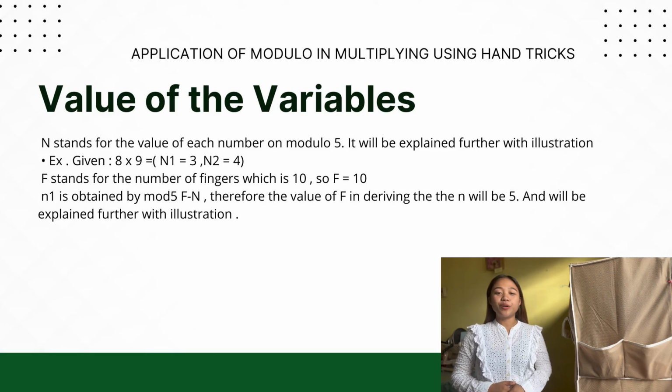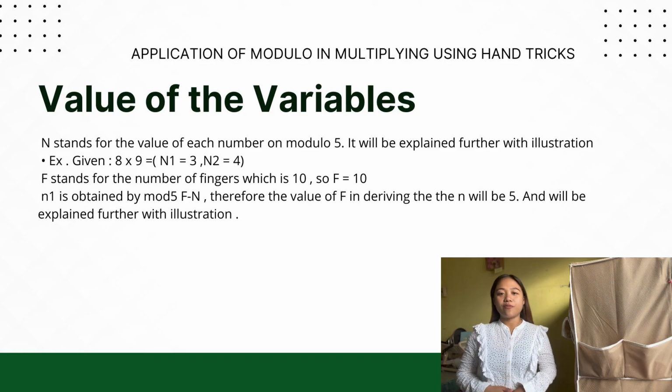Now, let's move on to the value of each variable. The first one is capital N. N stands for the value of each number in mod 5. For example, we have 8 times 9. Therefore, our n sub 1 is equal to 8 and n sub 2 is equal to 9. Now, in our table, 8 is equal to 3 and 9 is equal to 4. Therefore, the value of our n sub 1 is 3 and our n sub 2 is equal to 4.